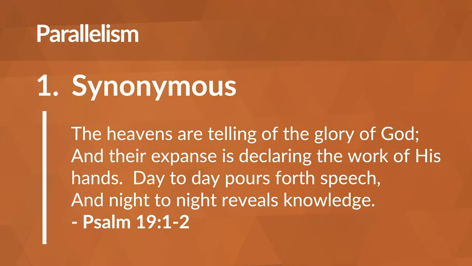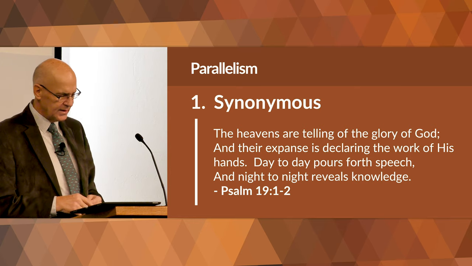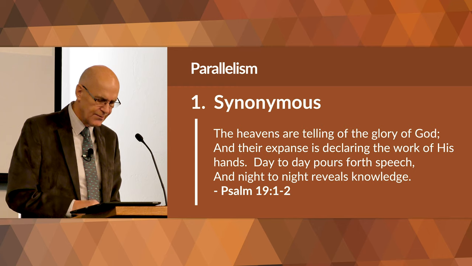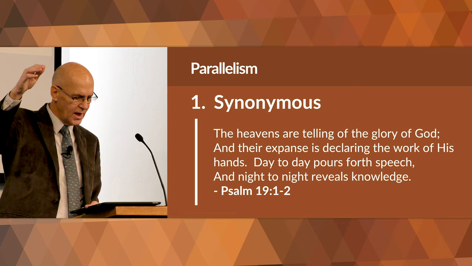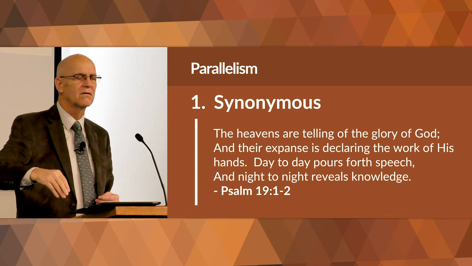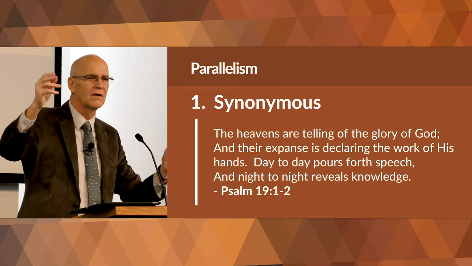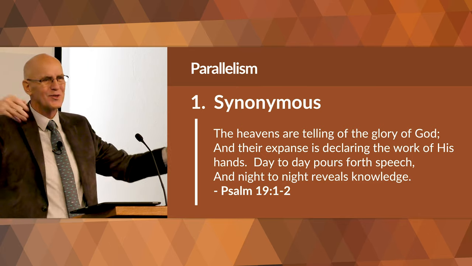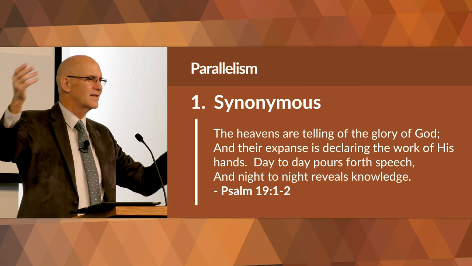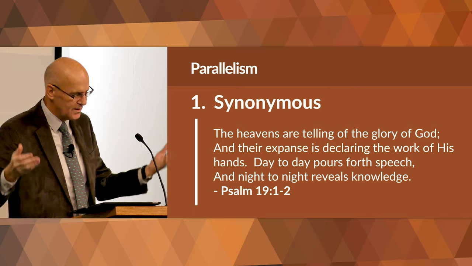Now, there were different types of parallelism. For example, there is what was called synonymous parallelism. The second line repeats the first line using different words that have the same meaning. For example, in Psalm 19, verses 1 and 2, the psalmist writes, "The heavens are telling the glory of God," line 1. Line 2, "and the firmament proclaims his handiwork." Well, there's two ways of saying the same thing. Up in the sky, the stars and the moon and all of that declare God's glory and his power. And then the second line, what is he saying? Well, up in the sky, there are stars and moons and suns that demonstrate how powerful God is. Same idea described using different words, synonymous parallelism.